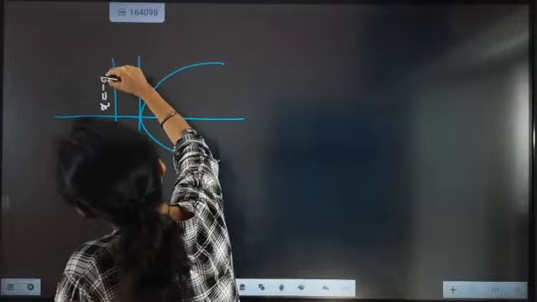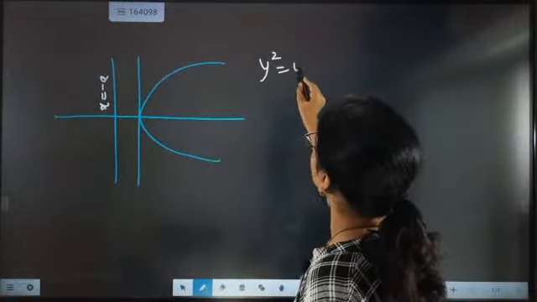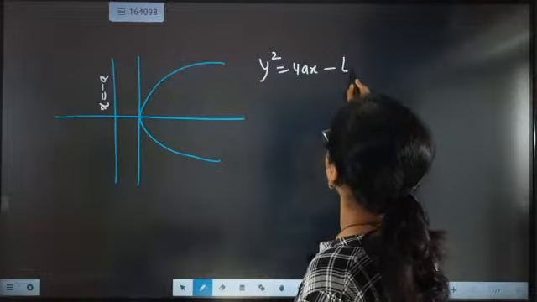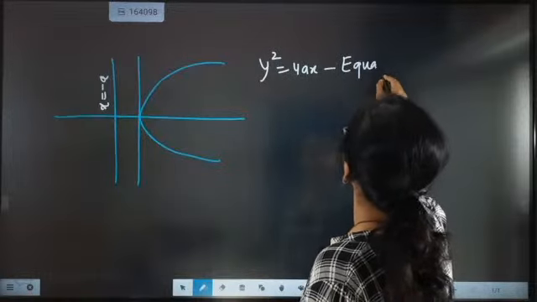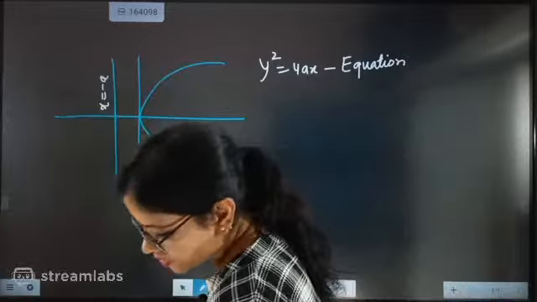x will be equal to minus 1. So for this, the equation is y square equal to 4ax. The standard equation is y square equal to 4ax.